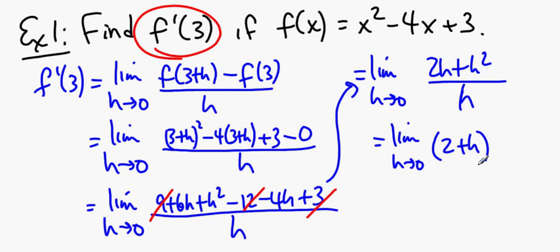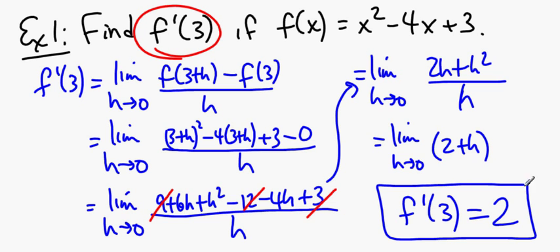Oh, that's really cool. And that's really cool because as h gets closer and closer to 0, this gets closer and closer to 2 plus 0. f prime of 3 is 2. Oh, that is glorious. That is glorious.